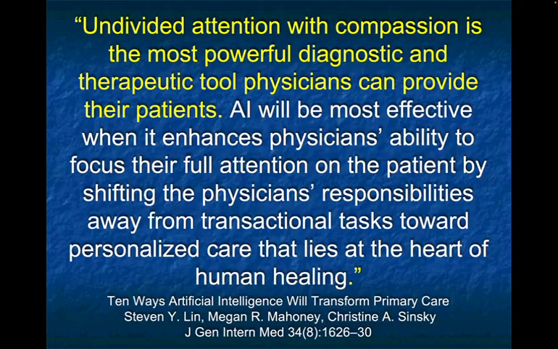Now, this is an article by Lynn talking about 10 ways AI will transform primary care. The good thing is, undivided attention with compassion is the most powerful diagnostic and therapeutic tool physicians can provide. AI will be successful, it will be effective when it enhances physicians' ability to focus their full attention on the patient by shifting the physician's responsibilities away from transactional tasks toward personalized care that lies at the heart of human healing.